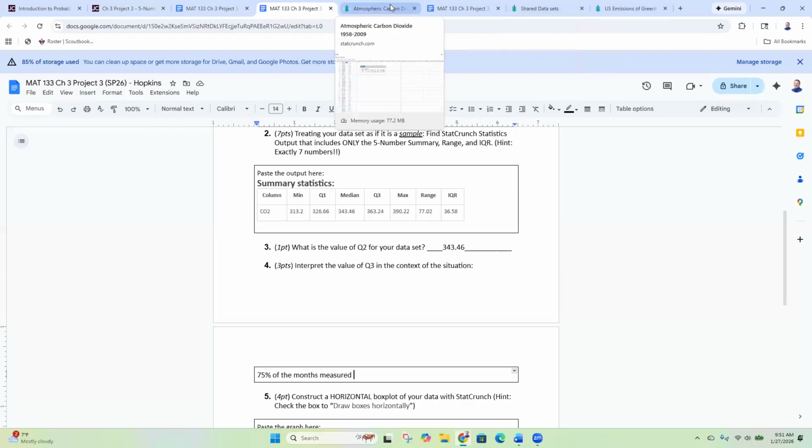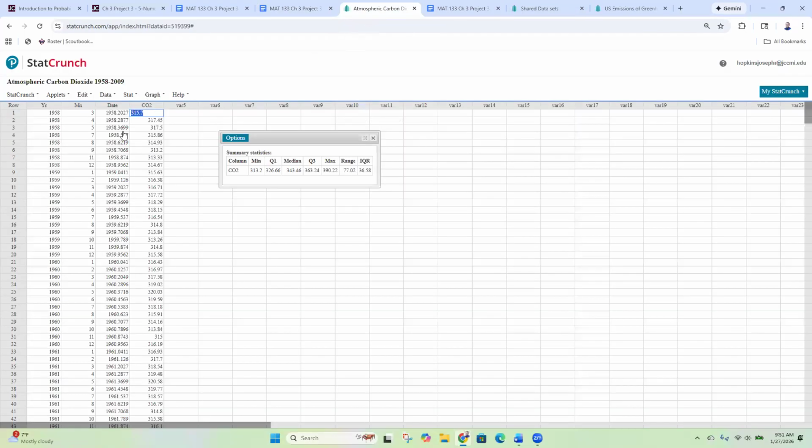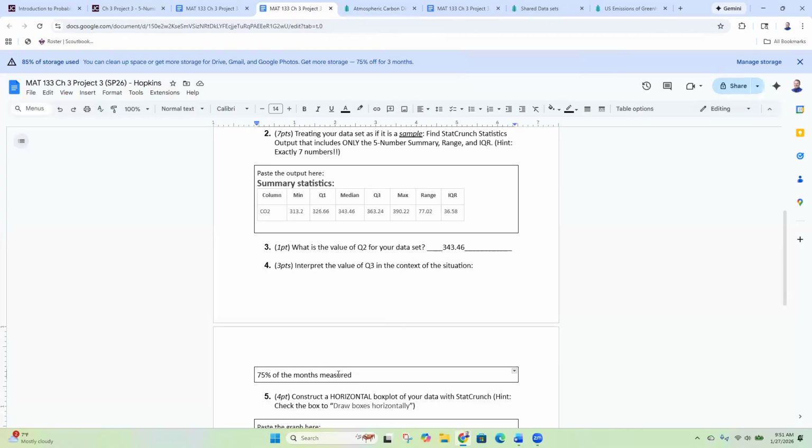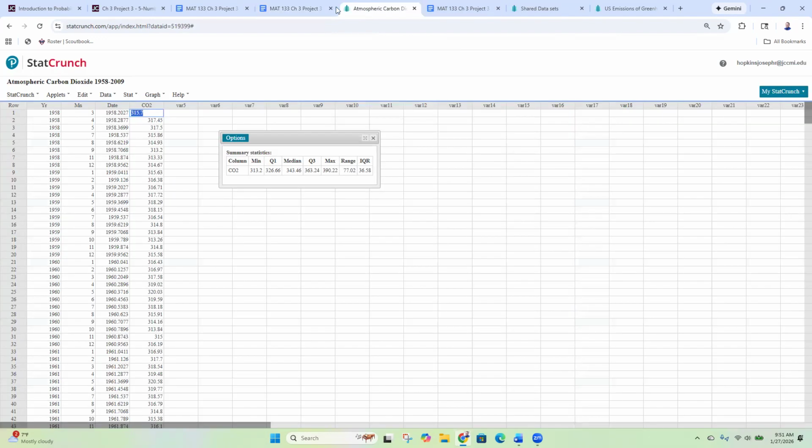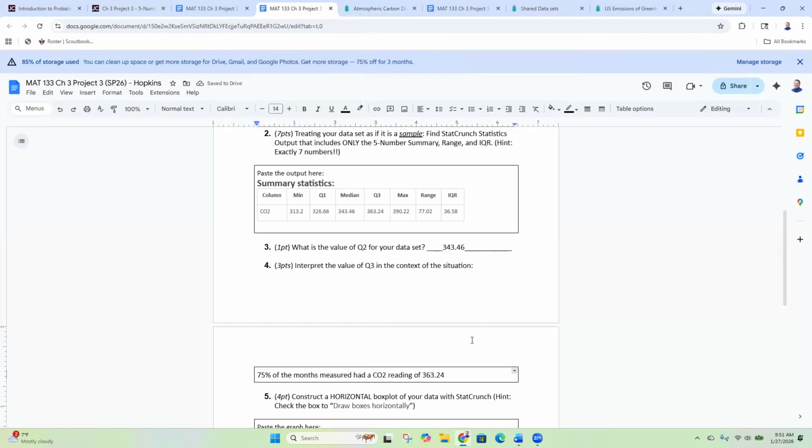Okay, so for this one, each row is a month, and for 75% of the months measured, had a CO2 reading of 363.24. And then, do I need units on this? I'm not sure I have units. Or lower. Okay, so that's what I'm gonna say.